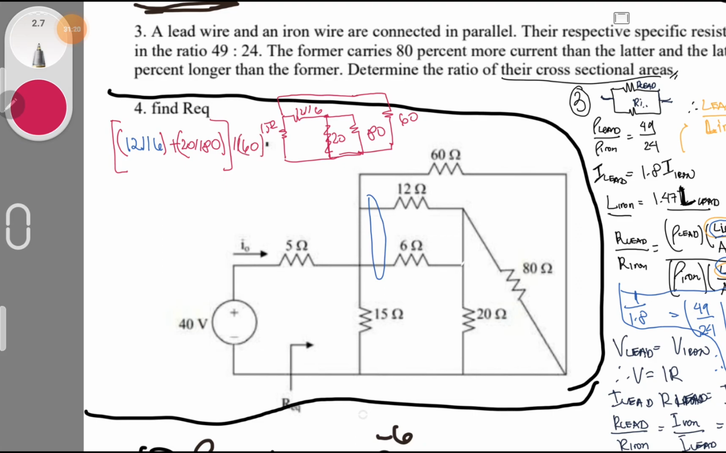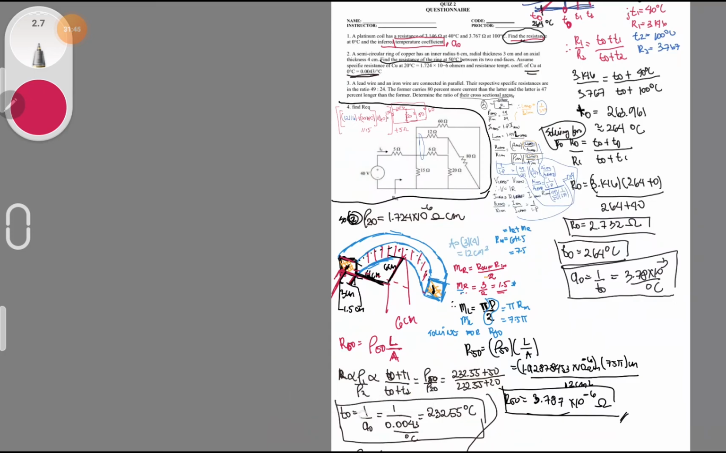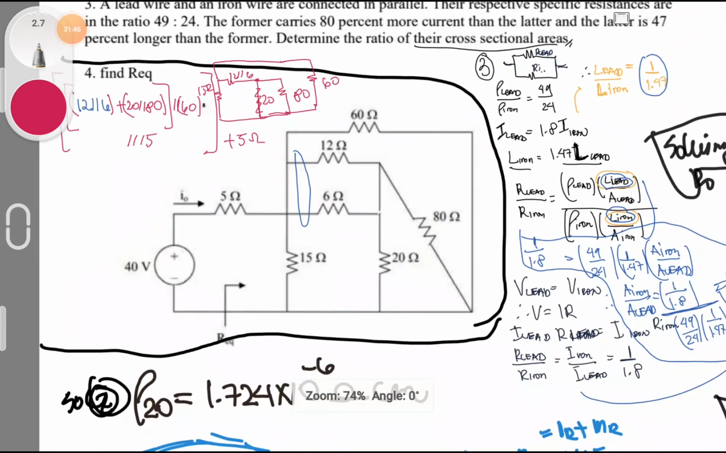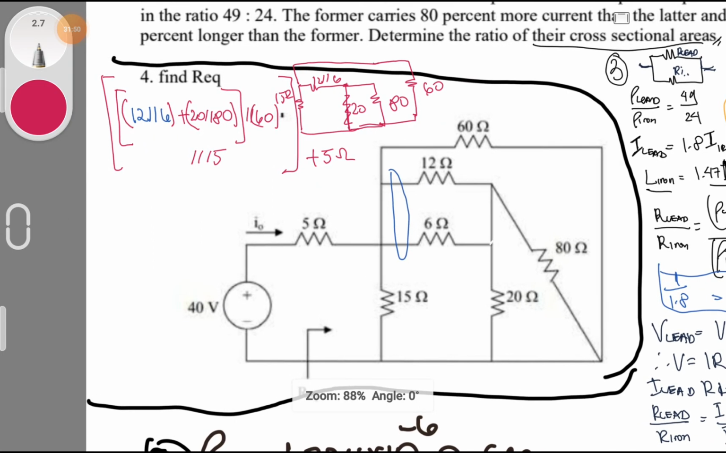Okay. Which is in parallel with our 15. So, nakaparallel yan sa 15 natin. And then, yung buong combination na to is in series with our 5 ohm. Okay? So, ganun lang yan. So, nakuha ba? Okay. So, let's solve it.